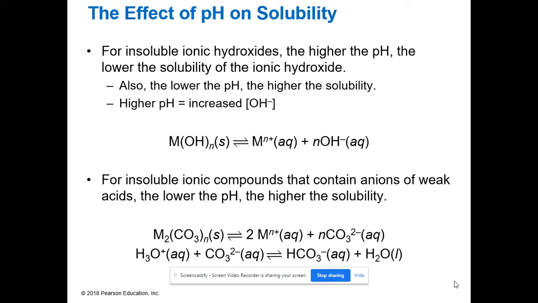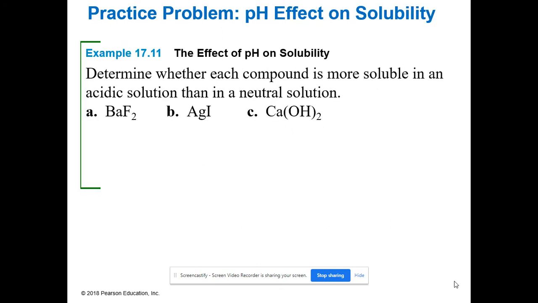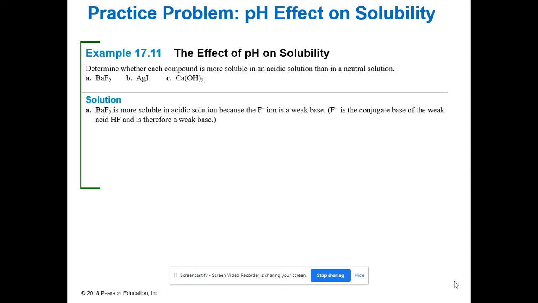Here is one where you can see we have a weak acid. Once we lower the pH, we will increase our solubility. So if we take a look at these, determine whether each compound is more soluble in an acidic solution or a neutral solution. Let's look at our first one, barium fluoride. Barium would come from barium hydroxide, which is a neutral solution. So we don't need to worry about that. That would be a neutral solution.